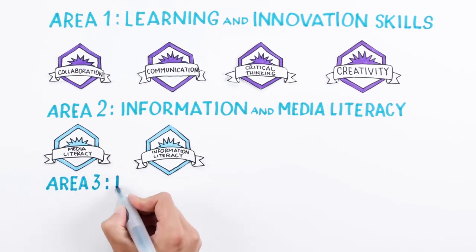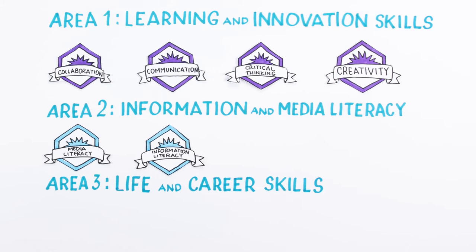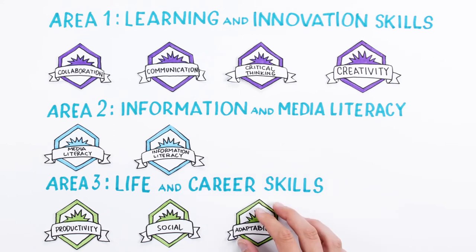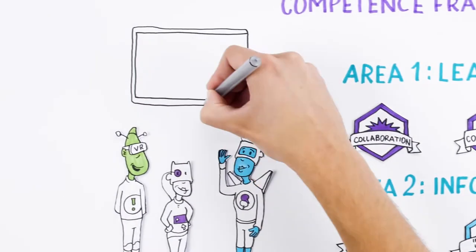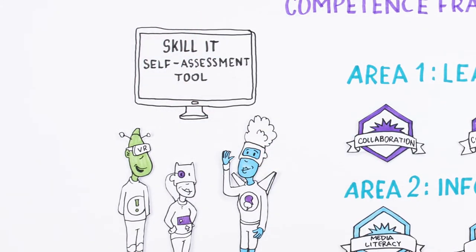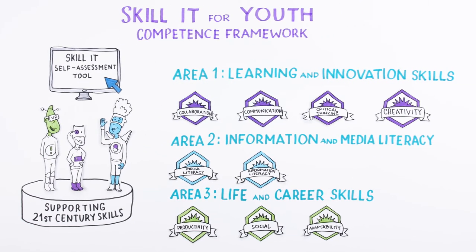Competence Area 3 is focused on life and career skills and covers the competences needed to plan and manage oneself and one's work, as well as the social and emotional competences required to navigate today's fast-changing life and work environments. We can use the online Skill IT self-assessment tool to identify competences we lack or need to improve, or those that we have already acquired and use at a good level.